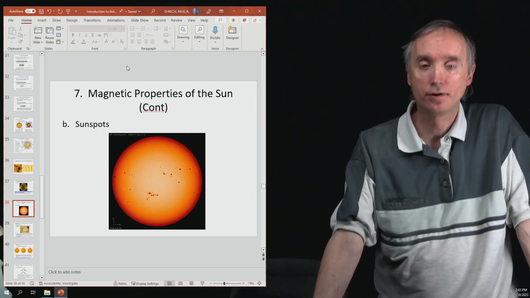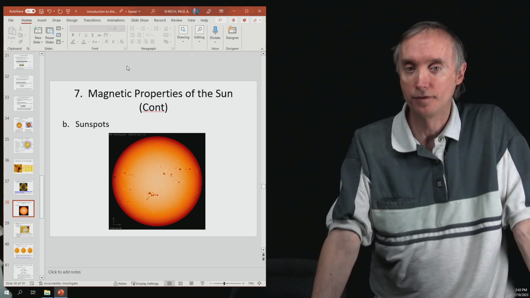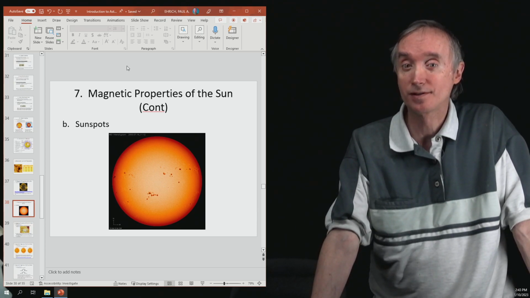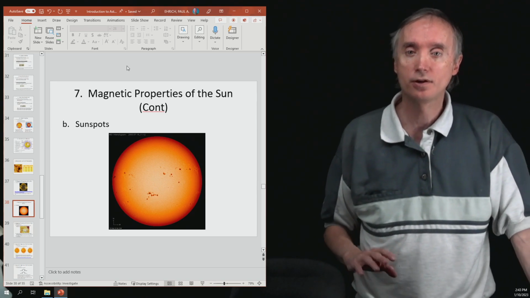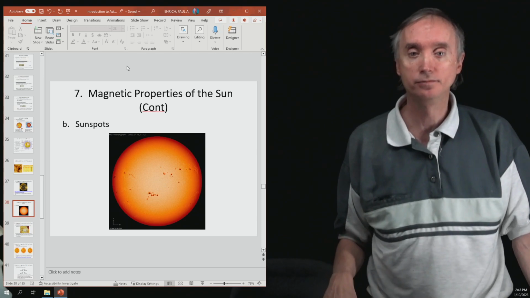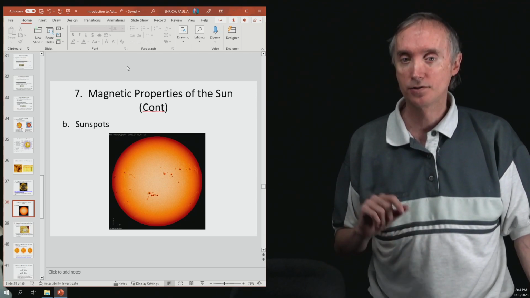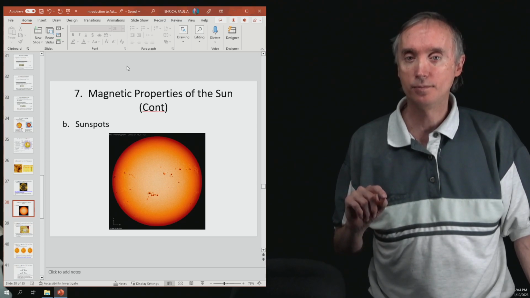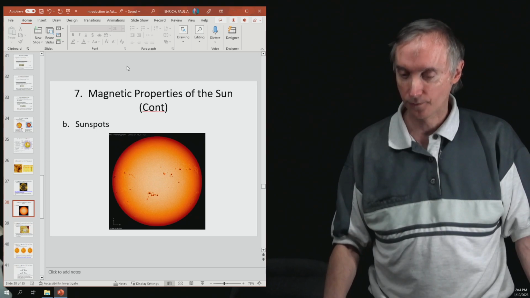And welcome back. In our previous segment, we were talking about the magnetic field of the sun. Now we are going to use that to explain what sunspots are. In this picture, which shows the surface of the sun, you see all of those little black dots on it. Those black dots are sunspots. Let's talk about what they are.